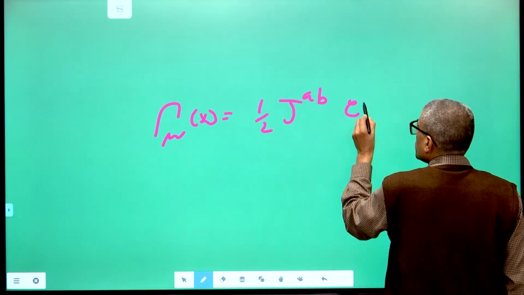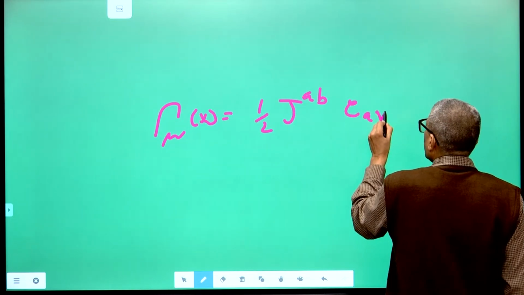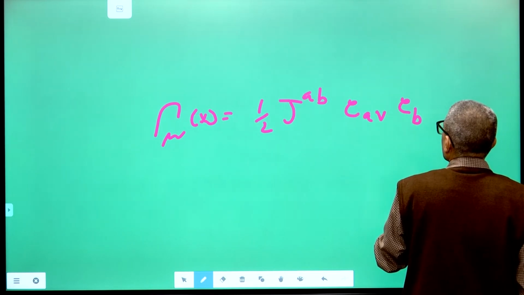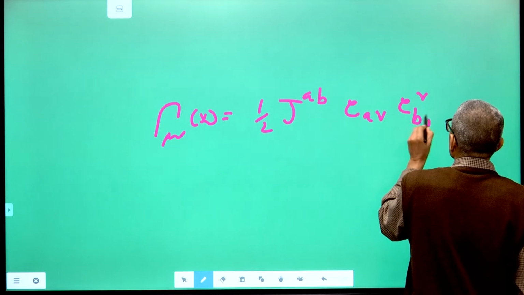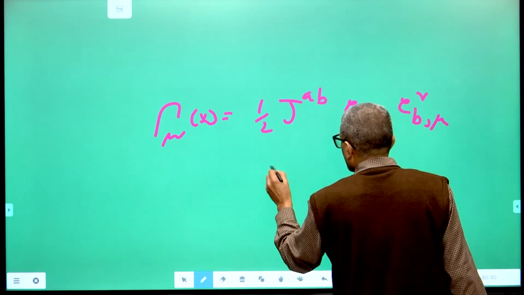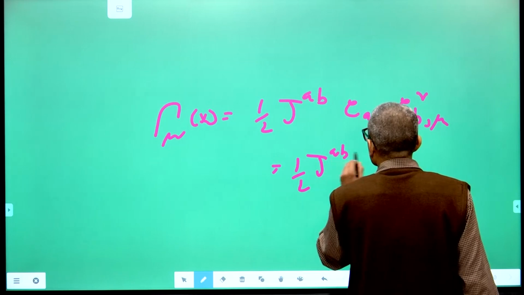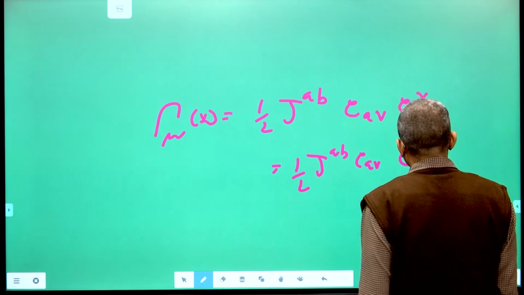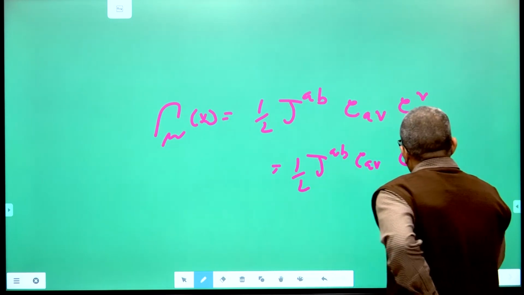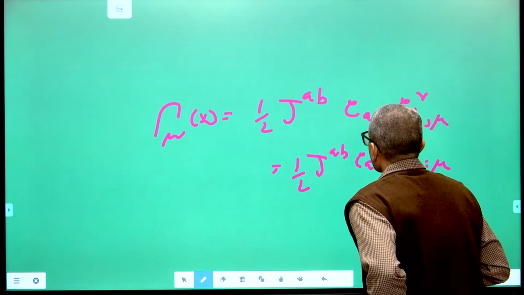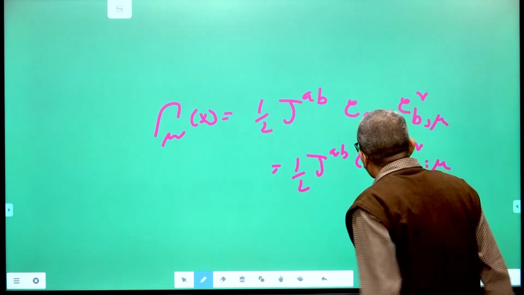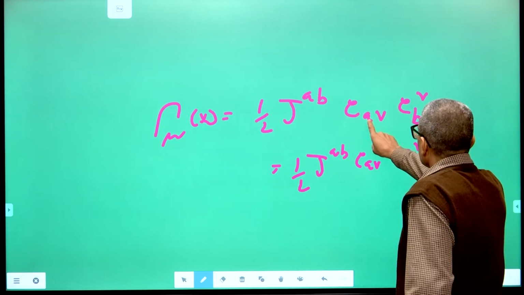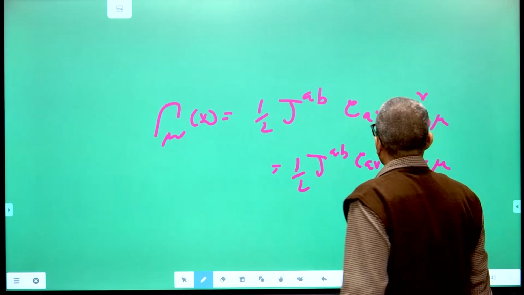JAB times E A nu, E B nu comma mu. Look, this is also equal to half JAB E A nu E nu B double dot mu, where this is the covariant derivative. You can differentiate a covariant vector. So how do you see this? Because under the local Lorentz transformation you have to transform the A index and the B index using lambda AB. So if you transform it, you can check the identity of the expressions on both sides.